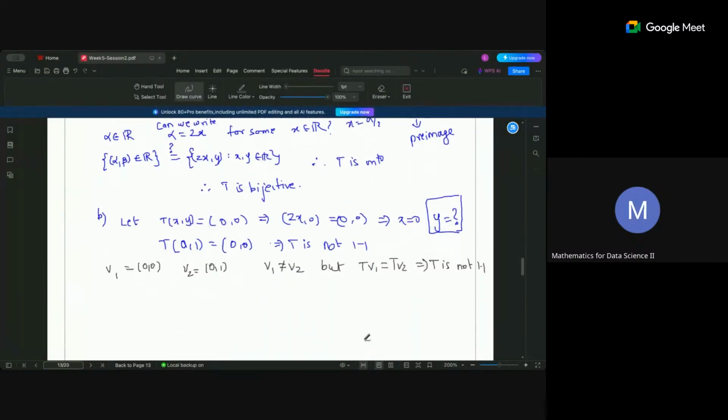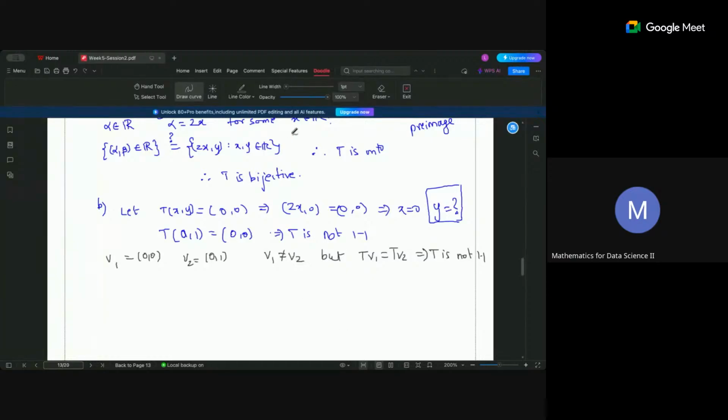Now what about the onto part? You are having T of x comma y is equal to 2x comma 0. So can you find a pre-image for 1 comma 1?